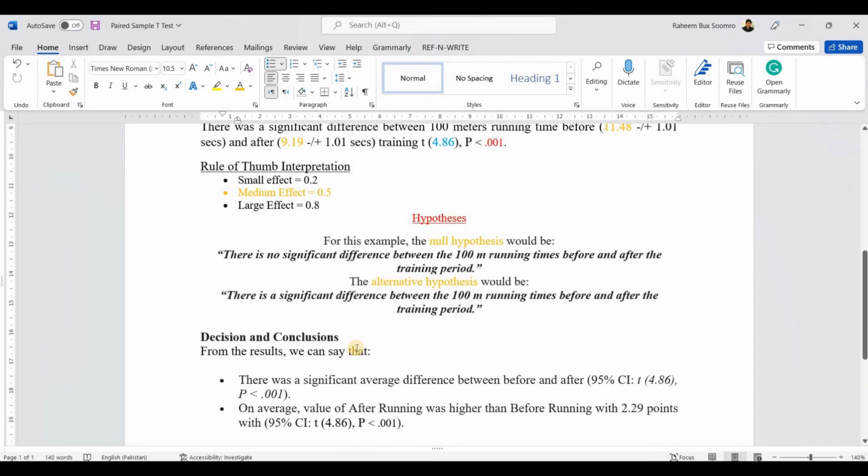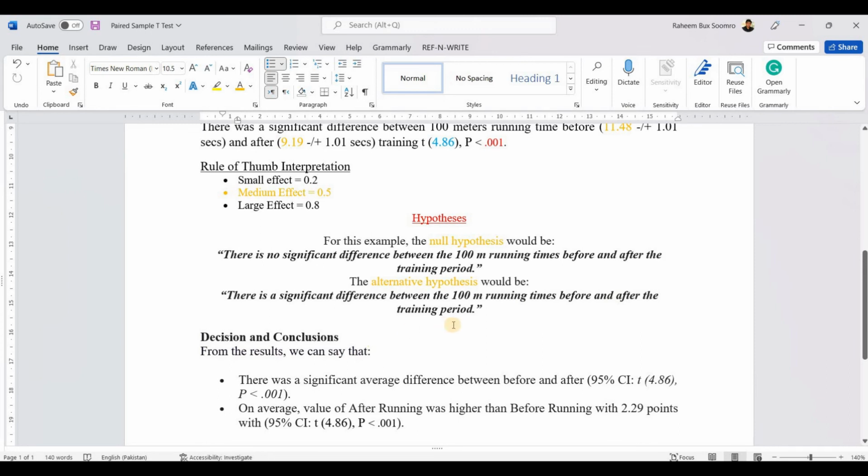Okay, then the hypotheses. There are two hypotheses, the null and the alternate hypothesis. Now we have to decide which we have to accept and which we have to reject. The null hypothesis is that there is no significant difference between the 100 meters running time before and after the training period. The alternate hypothesis is that there is a significant difference between the 100 meters running time before and after the training period.